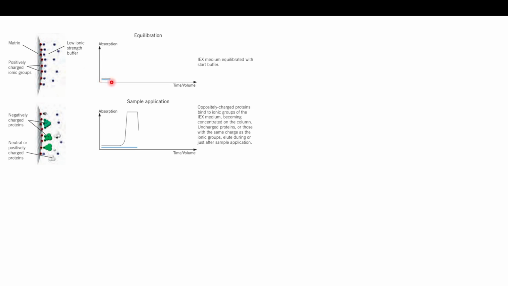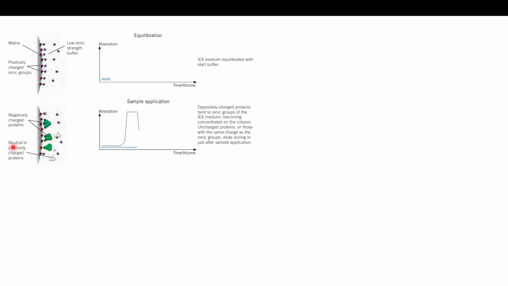So that also can be seen in the chromatogram. There are different settings to do that, but in general, the conductivity will increase with higher ionic strength. And what happens is, after equilibrating the column, you apply or load your sample. In this case, your sample of interest is negatively charged.